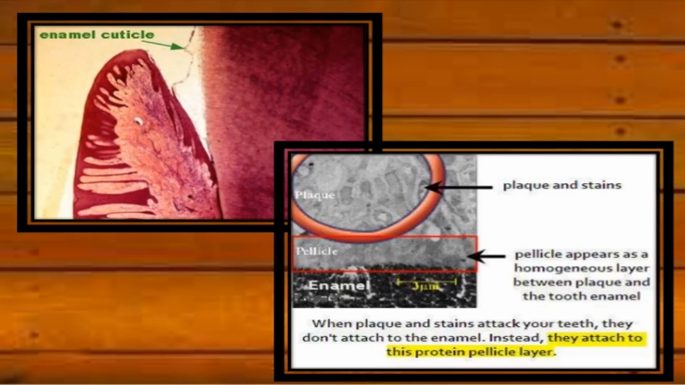See in this figure, enamel cuticle. See pellicle and stains. Now the second layer, you see pellicle appears as a homogeneous layer between plaque and tooth enamel. When plaque and stains attach to your teeth, they don't attach to the enamel. Instead, they attach to the protein pellicle layer.